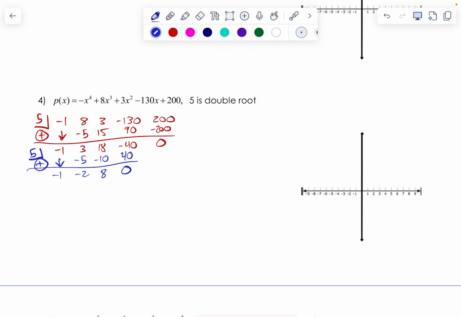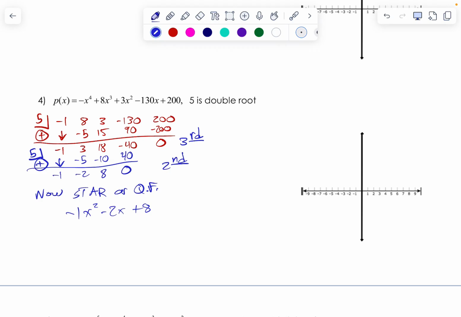Okay. Now what degree is this? Yep, it went from fourth to third to second degree. So now factor or quadratic formula. Which one is this? X squared minus 2x plus 8. Are there factors of 8 that add up to 2? Yeah, 4 and 2 do, right?